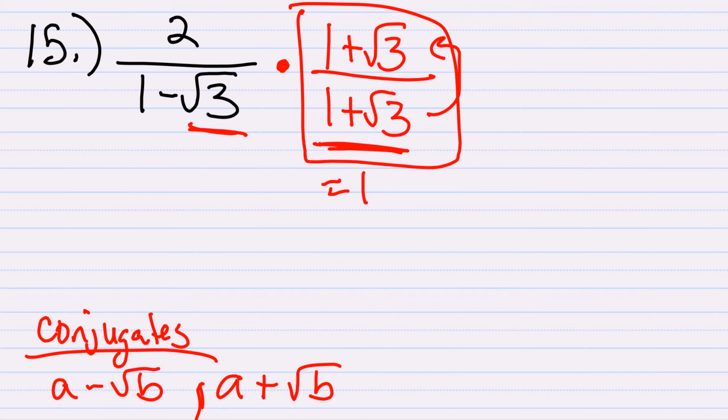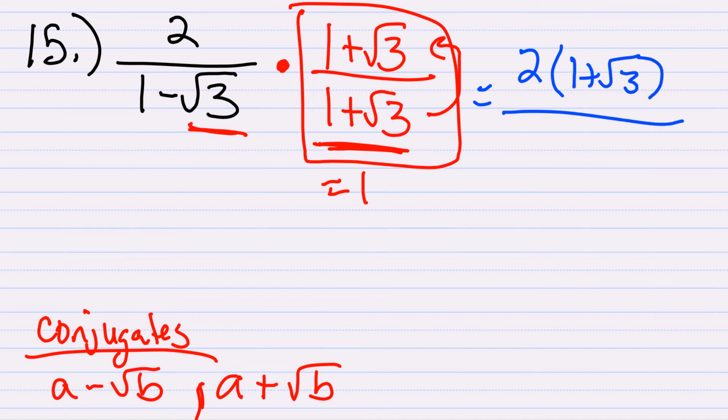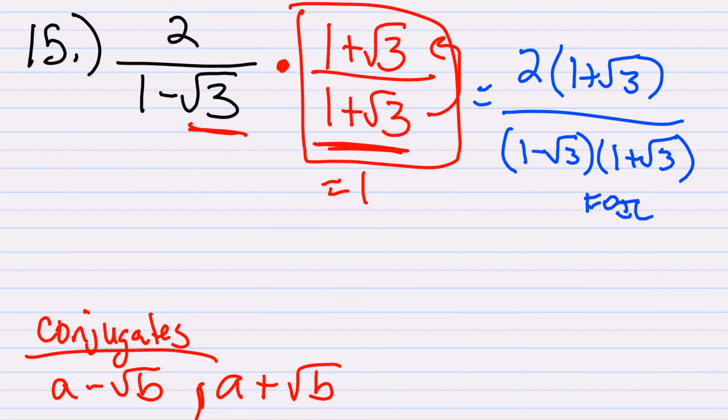So now, I'm going to multiply across the top and multiply across the bottom. It's a little bit harder because I have to distribute the top. 2 times 1 plus radical 3. So I have to distribute that 2. And the bottom is actually going to be FOIL. 1 minus radical 3 times 1 plus radical 3. So even though there's not a letter involved, you're still going to use FOIL just like we did before with x's and numbers. So the top's pretty simple. I just distribute the 2. I get 2 plus 2 radical 3.